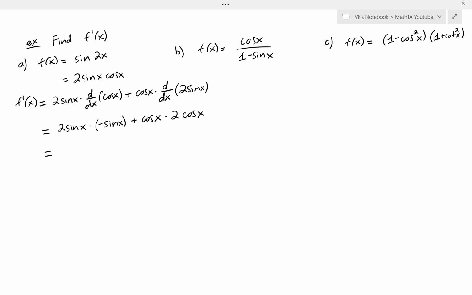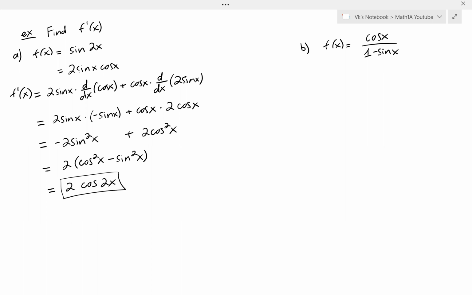What we have here is minus 2 sine square x plus 2 cosine square x. That is 2 times (cosine square x minus sine square x). And well, we use the double angle identity, which gives us 2 cosine of 2x.